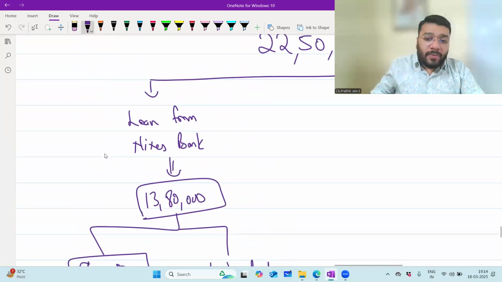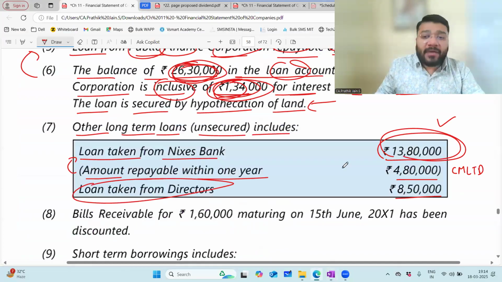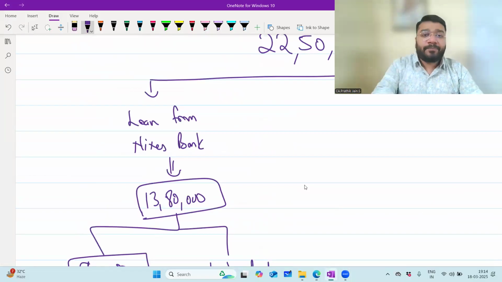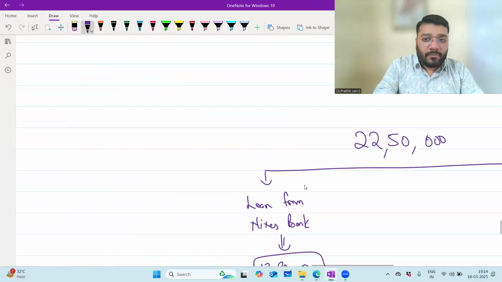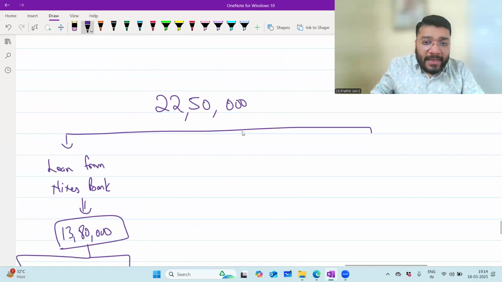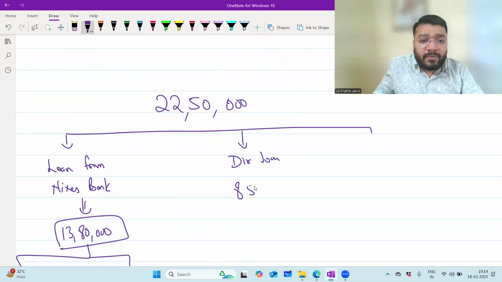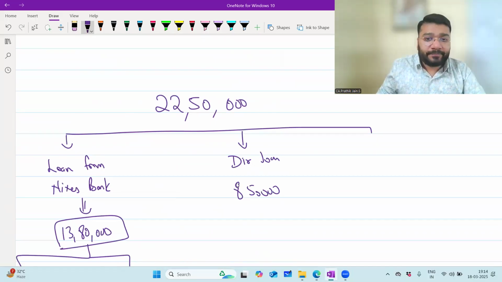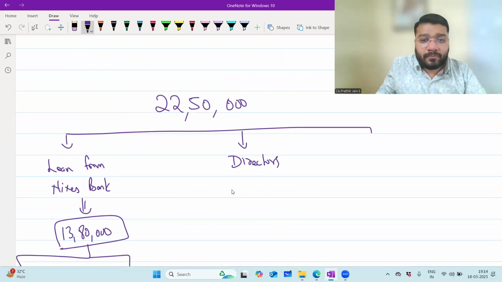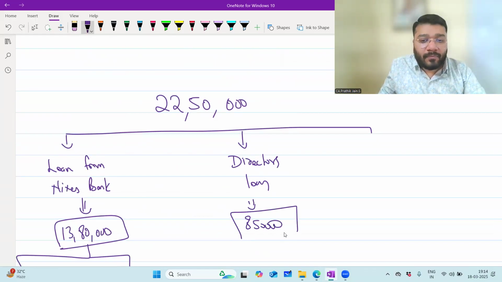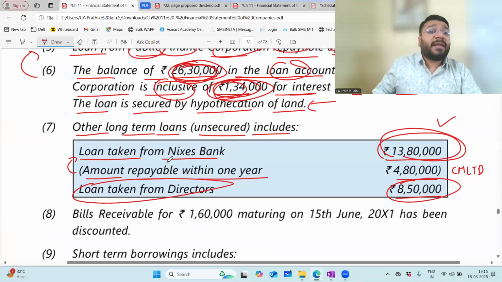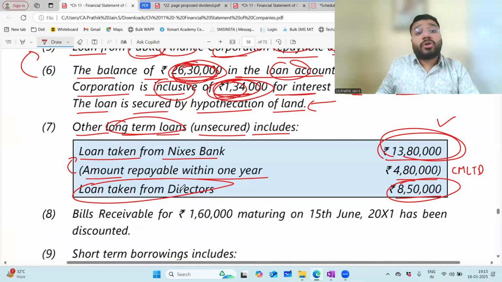Now, the question further says the loan taken from the director is how much? 8 lakh 50,000 rupees. And this is being classified under long-term loan. Now you may say the director is a related party, and you said related party means it will come under short-term borrowing.